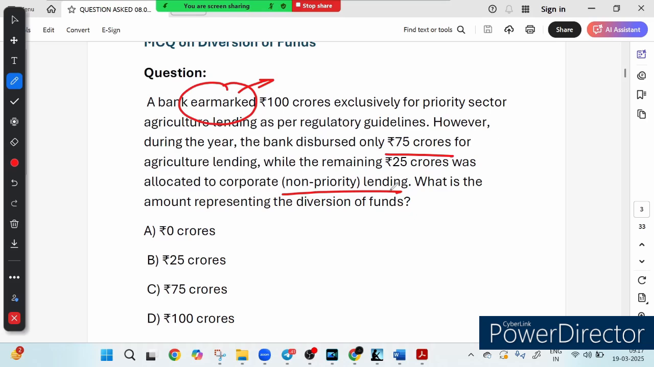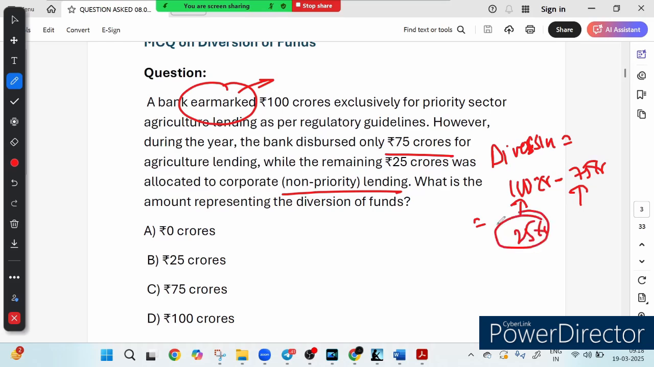So can you tell me what is the diversion? So obviously the diversion which has been asked is how much? So diversion is equal to 100 crore which was earmarked minus 75 crore. What is 75 crore? Because this 75 crore is the actual disbursement. So this was the earmarked amount. This is the actual disbursement. The answer is 25 crore. Right. So let's go through each and every option. So option number B is the correct answer.